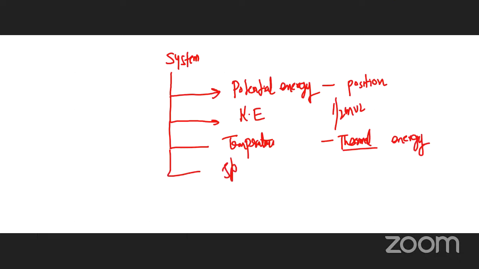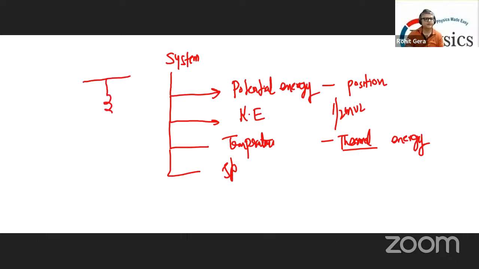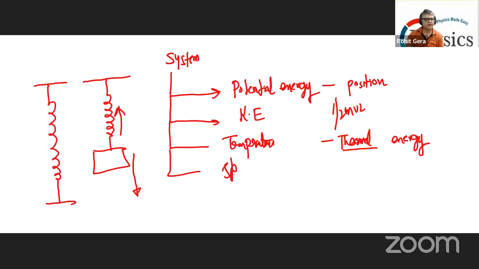Suppose this is the body, connected to a spring. So it is going up and down. So gravitation is involved, spring compression is involved, and spring extension is involved. The spring got stretched and came here. So there is mgh also, and there is a half kx square also. So it can have a spring potential energy also.